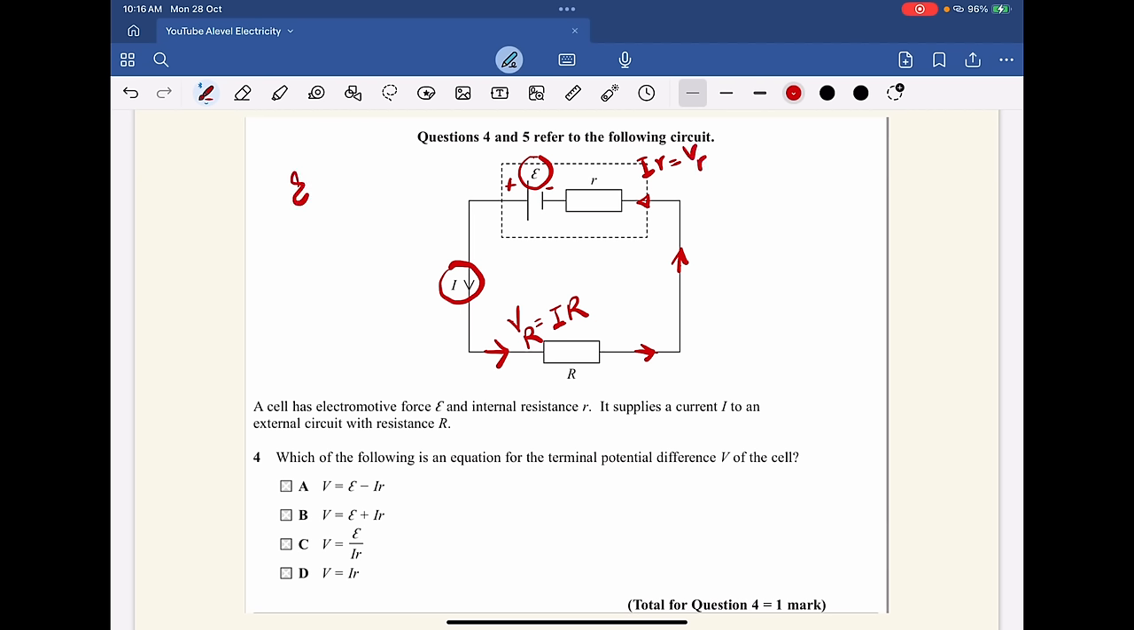In physics, epsilon equals the voltage across the external resistance plus the voltage across the internal resistance. Here in the question, the examiner is informing us the terminal potential difference of the cell, or the voltage across the external resistance, which is V equals epsilon minus Vr, the small voltage across the internal resistance. So after rearranging the equation or substituting that, V equals epsilon minus Ir. So the correct answer for question 4, definitely it's A.